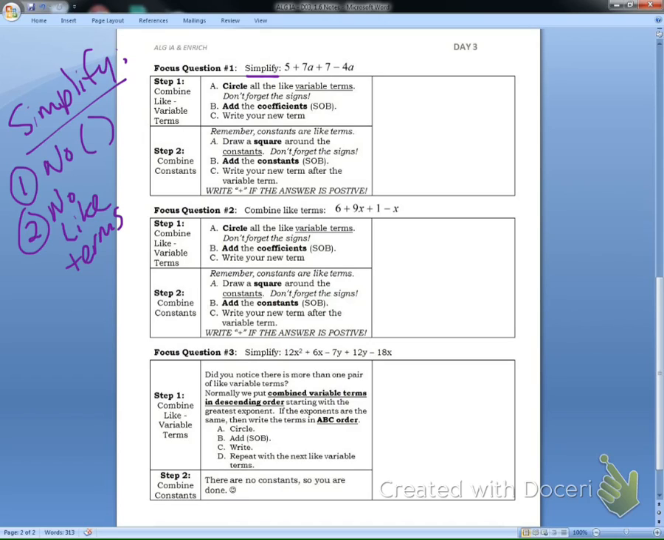Look in the example again, 5 plus 7a plus 7 minus 4a. And I want you to circle the variable terms, the whole term, that's including its coefficient and its sign. You can circle those two? Okay. Because those two are like terms, we can combine them. We use that SOB rule. You have a positive 7 and a negative 4. Those are opposite signs, so you have to subtract. 7 minus 4 is 3, and because the 7 is bigger, the sign should be positive. The variable a just comes down with it.